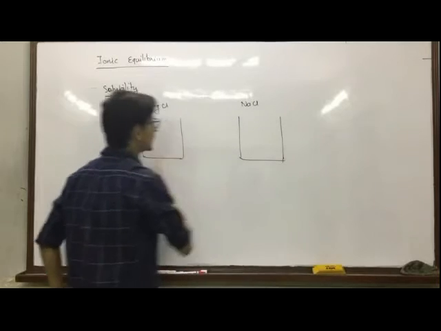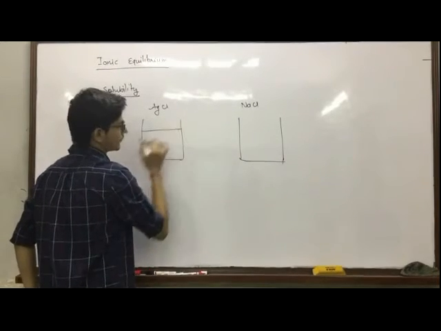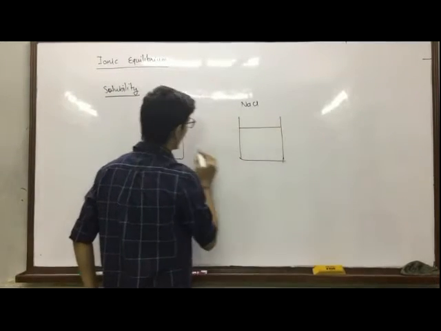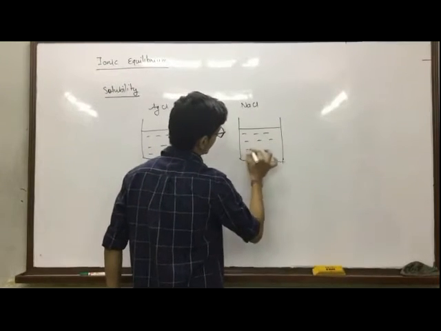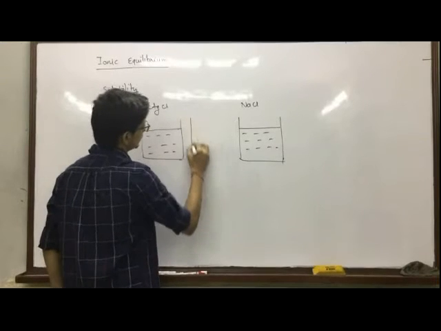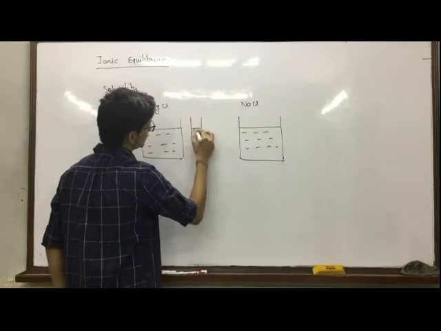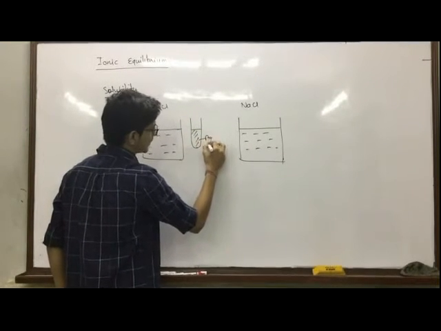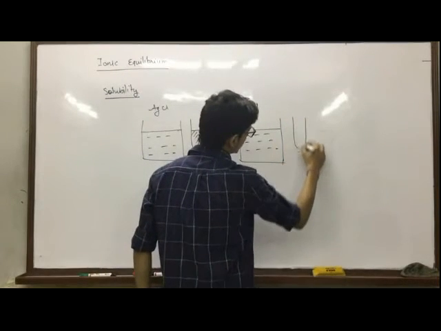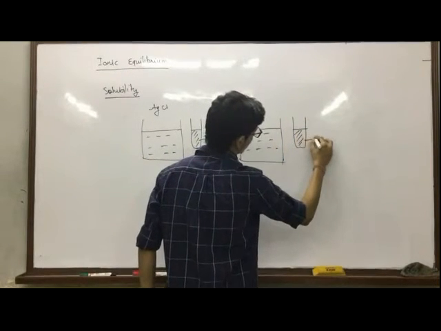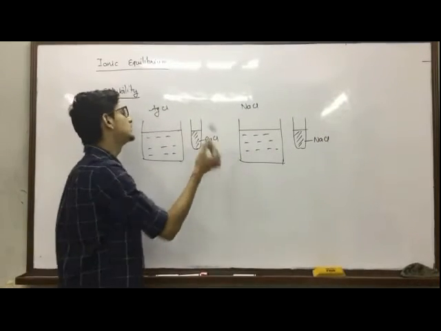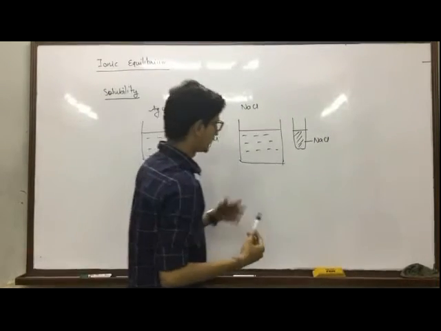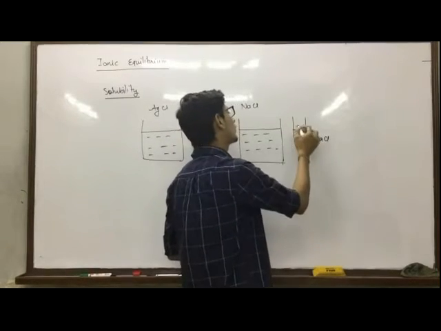So suppose we take an experiment. We take a container in which we have taken water. In this, we have taken some amount of AgCl. This is AgCl. And in another test tube, some amount of NaCl is taken. Now, what we are going to do is add these two to the solution. First, we are going to see the NaCl. What are we going to expect?